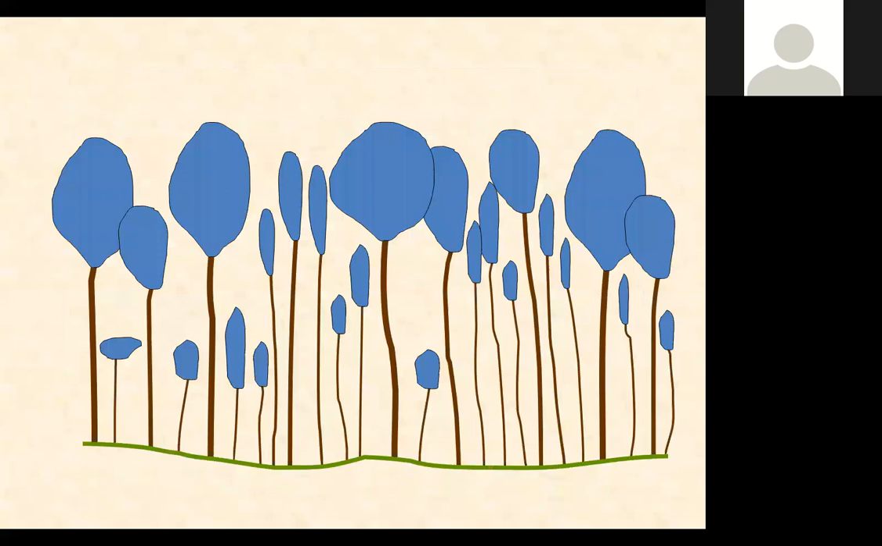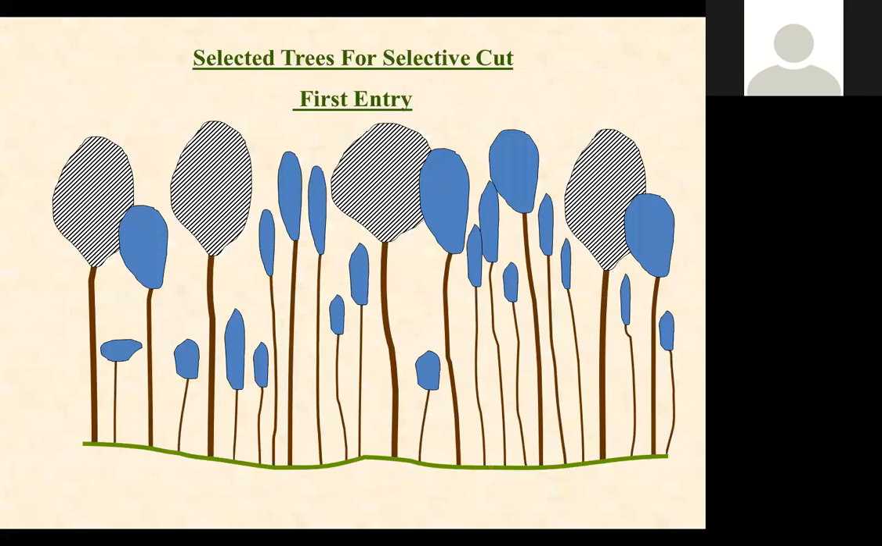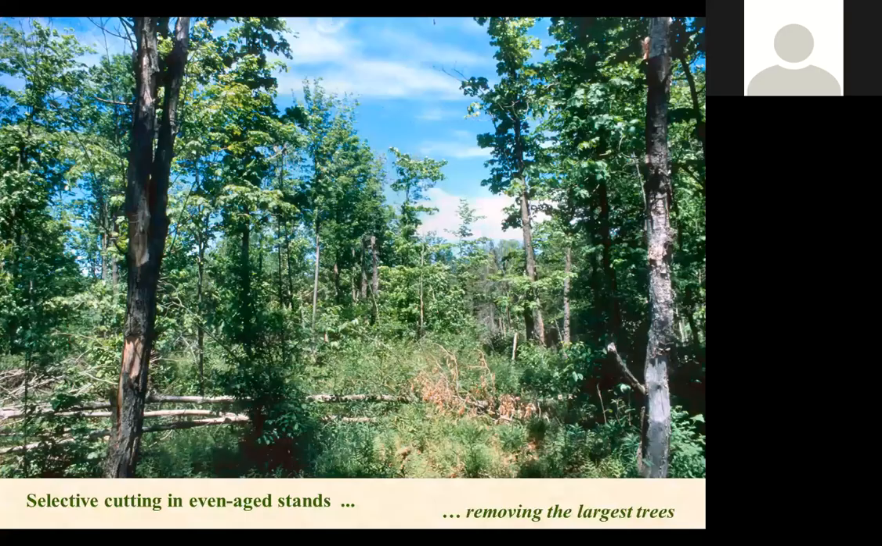So let's go back to this again. There are the trees we would select for first entry. And it's the big trees, leaving the small ones behind. What I commonly see in northern hardwoods, and I think in oaks too, is they would set the minimum threshold at the minimum saw timber size for a tree. For us, it's 12 inches. That's what it would look like.